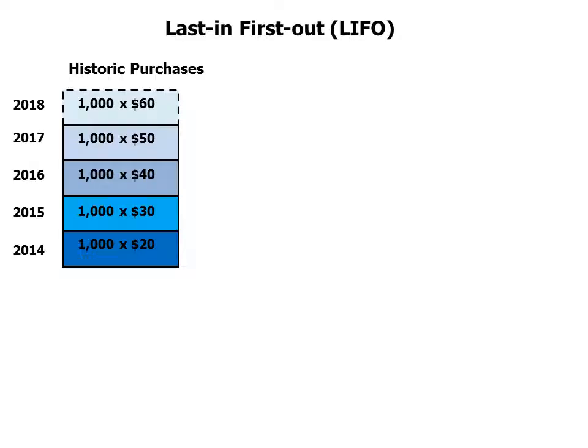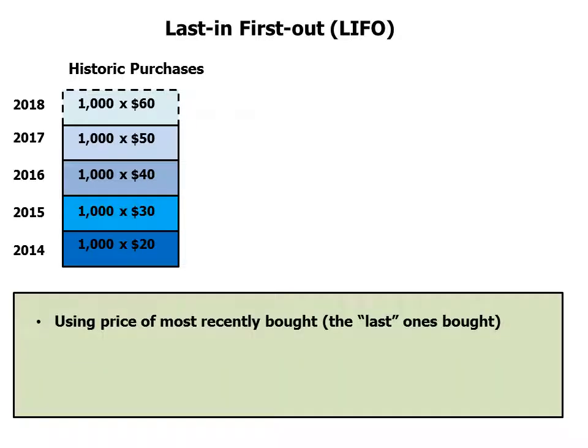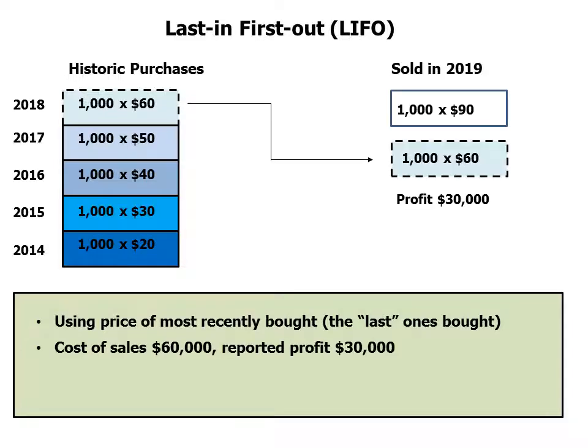Let's look at LIFO, last in, first out. The last refers to the most recent shares that have been acquired. So we'll start with the historic purchases, and we're going to use the price of the most recently bought, the last ones bought, as the cost of sales. Our revenue is still $90,000, but now we're using a cost per share sold of $60. So our cost of sales is $60,000. Taken away from the revenue of $90,000 gives us a reported profit of $30,000.